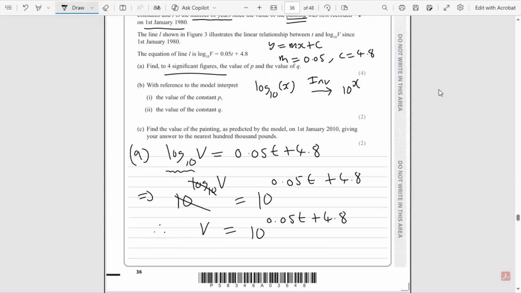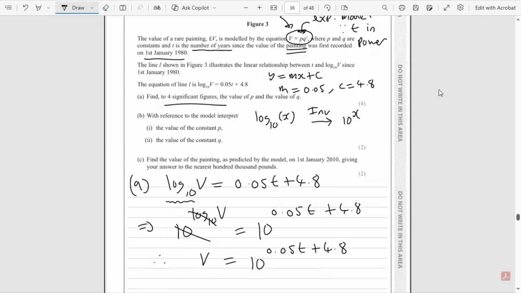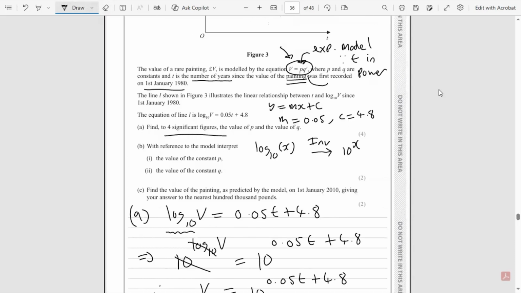There we go. Now let's think about laws of indices. So again, we're trying to get the right side into the form pq to the power of t.